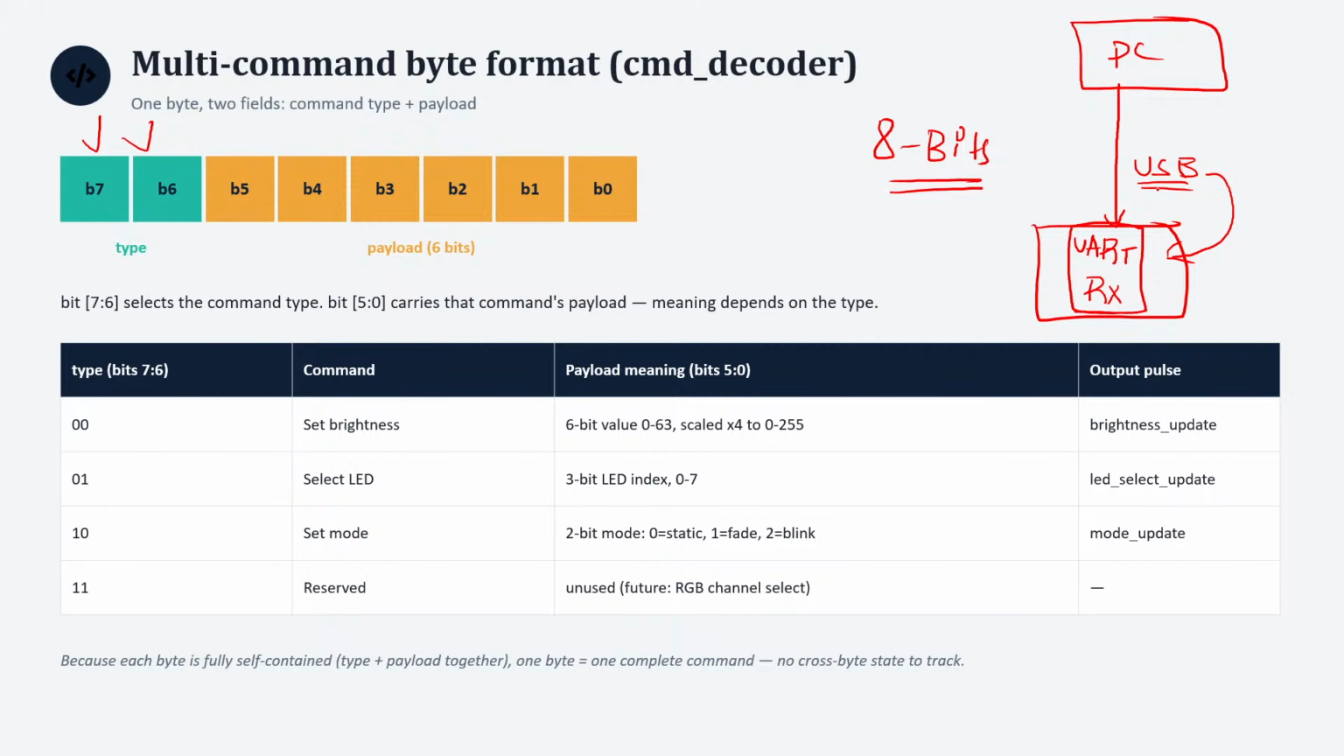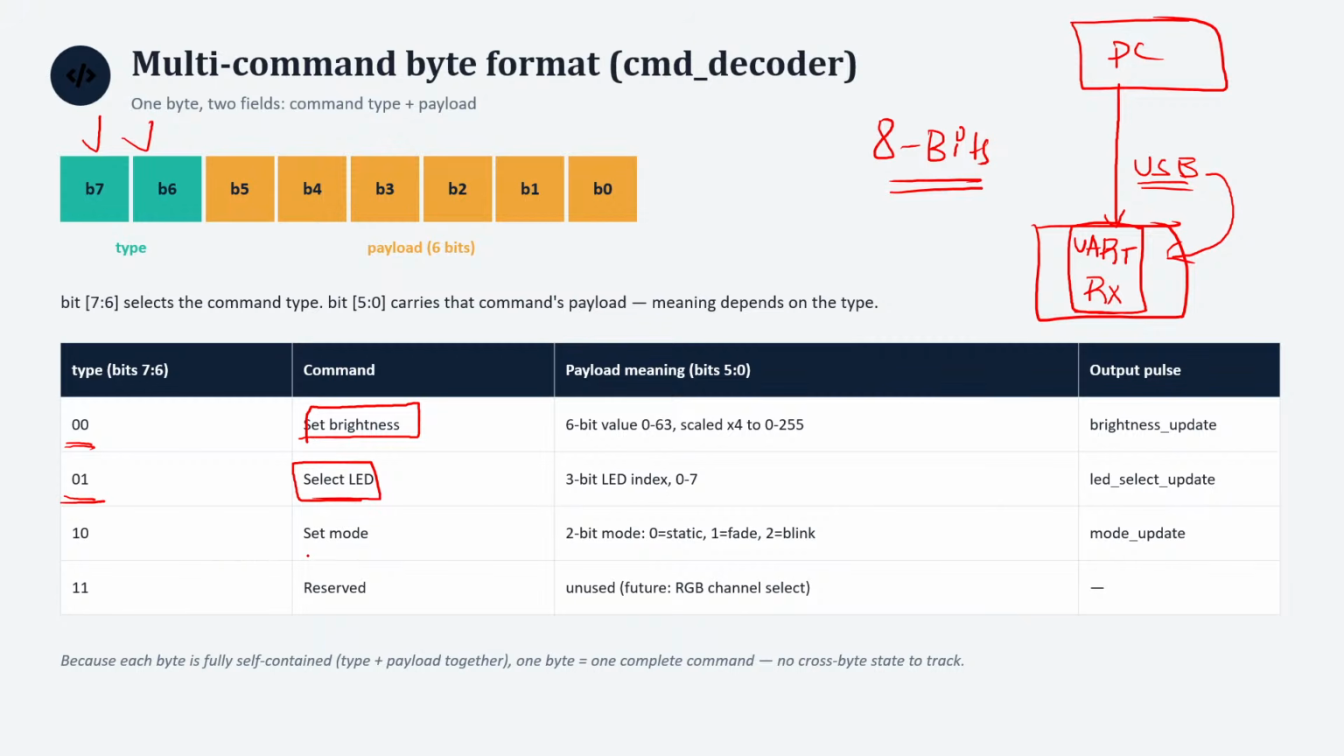Now, after UART RX receives 8 bits of data, we need to know the meaning of this particular 8 bits of data, right? In this 8 bits of data, the first 2 bits are going to tell me what kind of command it is. If my first 2 bits are equal to 00, then it is nothing but a brightness command. For adjusting the brightness of an LED, the user is first of all going to give the two MSB bits as 00. And if the user wants to select a particular LED, he is going to give the command as 01.